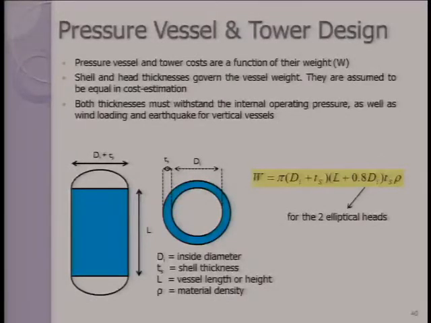So this becomes Di squared plus 4Ts squared plus 4DiTs minus Di squared. The Di squared will cancel out, and you are left with these two terms. If you do some manipulation, this is what you will get. This is the final equation. The 0.8 here is to take into account the two elliptical heads for your cylinder.